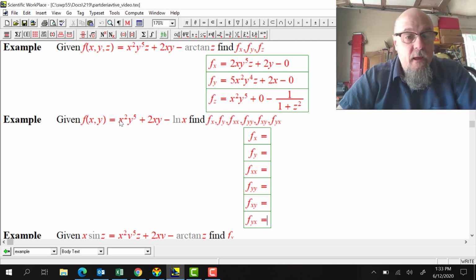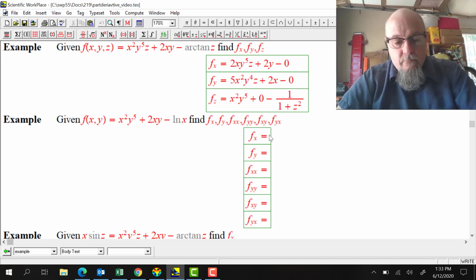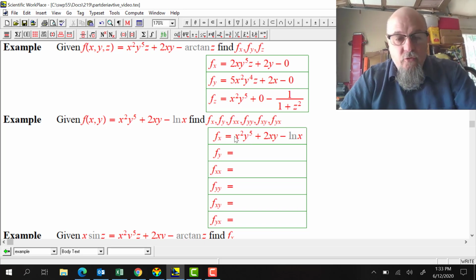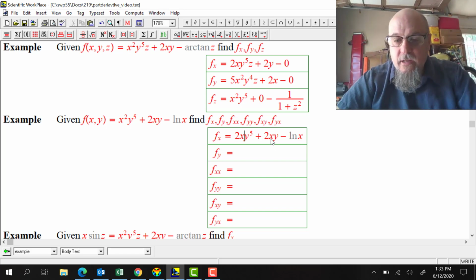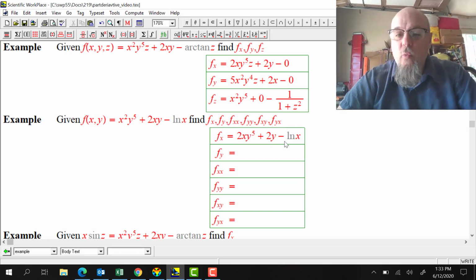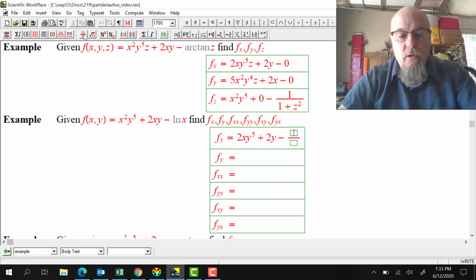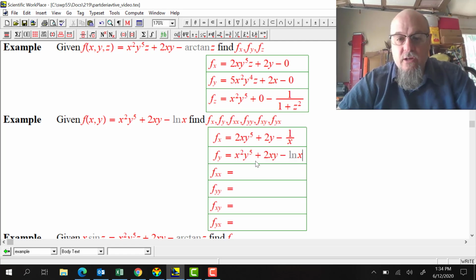So let's do them. So here I'm going to differentiate this function with respect to x. So y is a constant. 2 comes down, subtract 1 from the exponent. Differentiating with respect to x, so 2y is a constant. Derivative of ln x is 1 over x. All right, not too bad. There's my derivative with respect to x, the slope formula in the x direction.